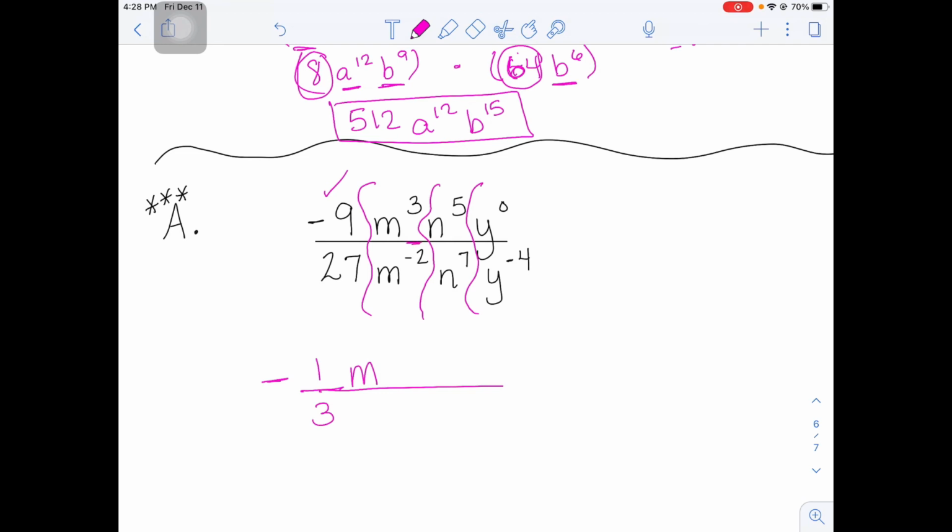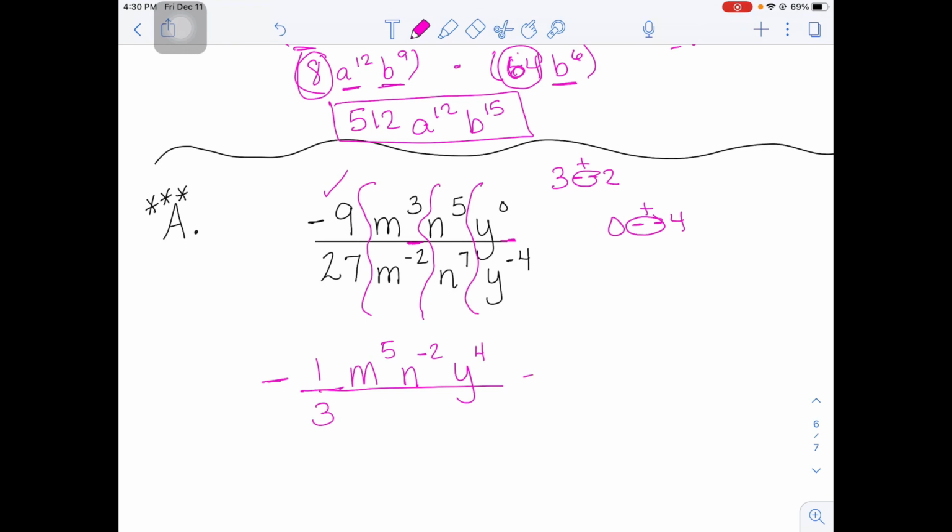So 3 minus, remember that fraction line's a minus, a negative 2. So you have 3 minus a negative 2, which is the same thing as saying plus, so it's M to the 5th. Then we have an N, 5 minus 7, so we have N to the negative 2. And now we have Y to the 0. So we're just going to put our Y here. We have 0 minus, remember this is a minus, a negative 4. So 0 minus a negative 4 is actually a plus 4. So we're going to put that as a 4.